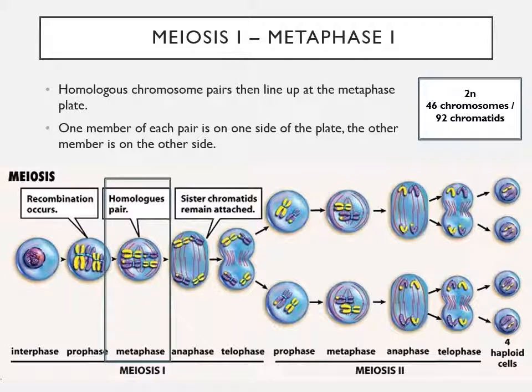Let's move on. We're still in meiosis 1 in that first division, and we're now at metaphase. Now metaphase is the same as it was in mitosis. The chromosomes line up here at the center of what they call the metaphase plate, and there's one chromosome on one side of the plate, one set of each chromosome, and one set of each chromosome on the other side of the plate. We still are diploid here since the chromosomes haven't divided yet, and we still have 46 chromosomes and 92 chromatids.